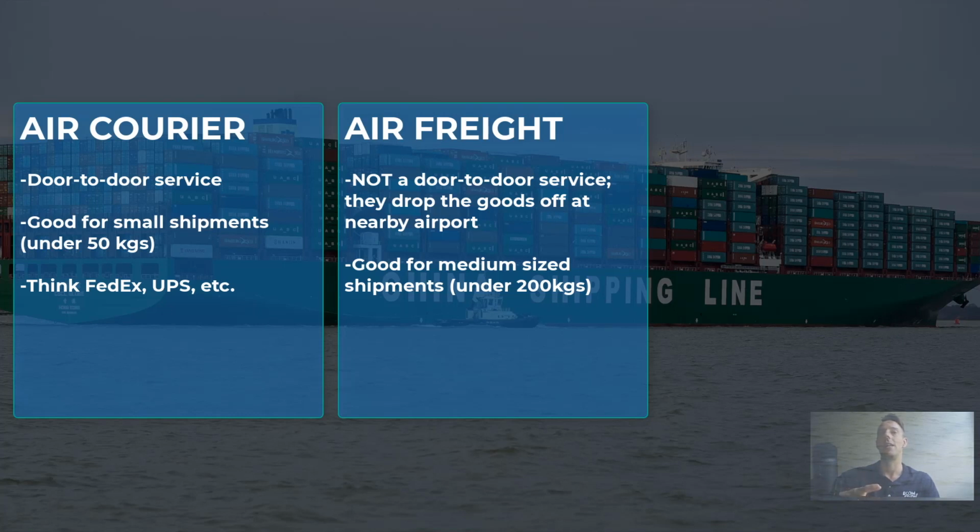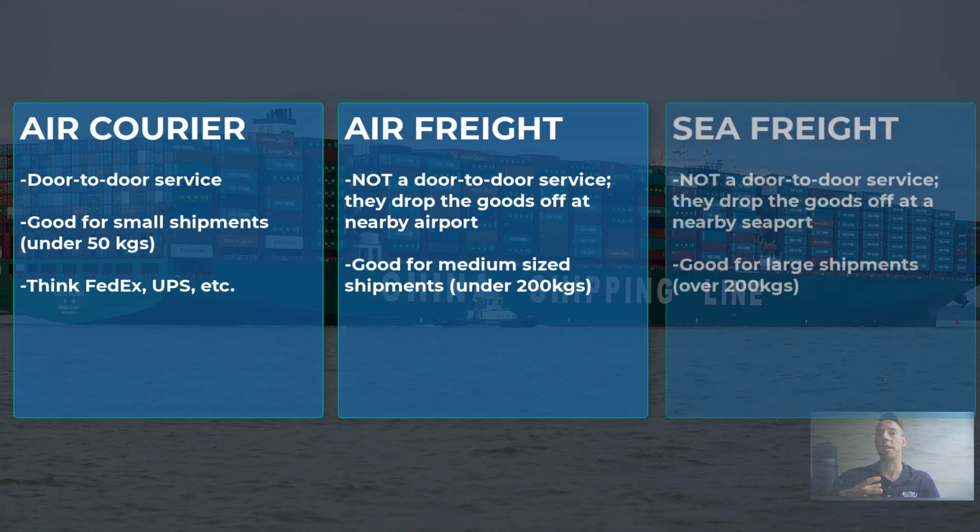And with sea freight, it's pretty similar to air freight actually, except your supplier takes your goods, they put them on an ocean liner, and that ocean liner drops them off at a dock close to some port near your location. So those are the three types of shipping that you have: air courier, air freight, and sea freight. Now I'm going to get into what each one of these are in a little bit more detail here.